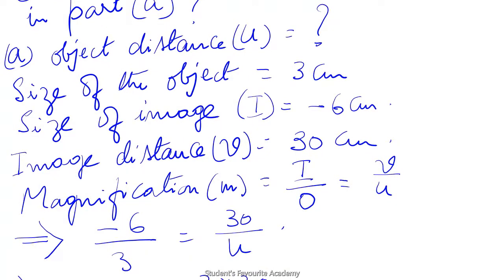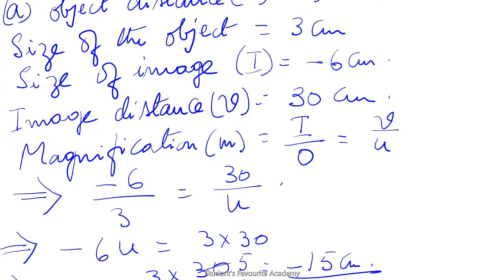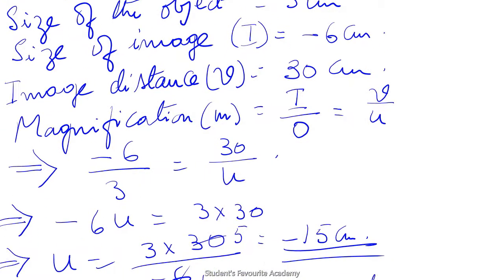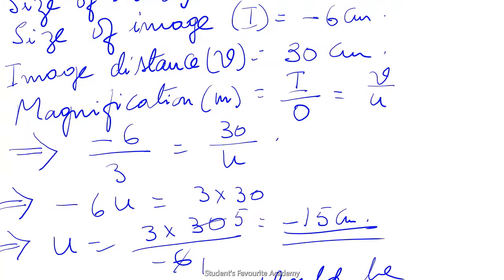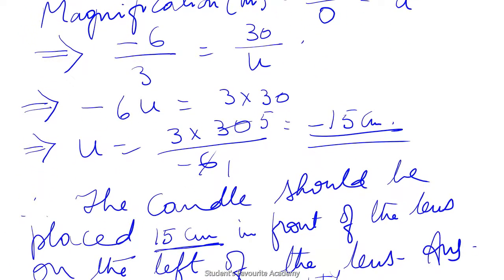So magnification is size of the image upon size of the object, that is also equal to image distance upon object distance. So minus 6 upon 3 is equal to v, which is 30, upon u, which you have to find out. So when you cross multiply, minus 6u is equal to 3 into 30. So u is equal to 3 into 30 upon minus 6, that is minus 15 centimeter.